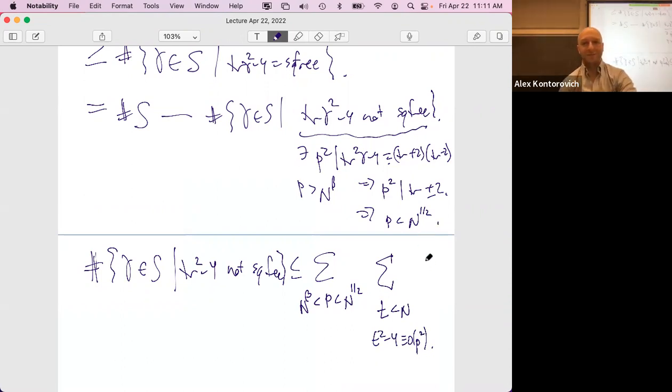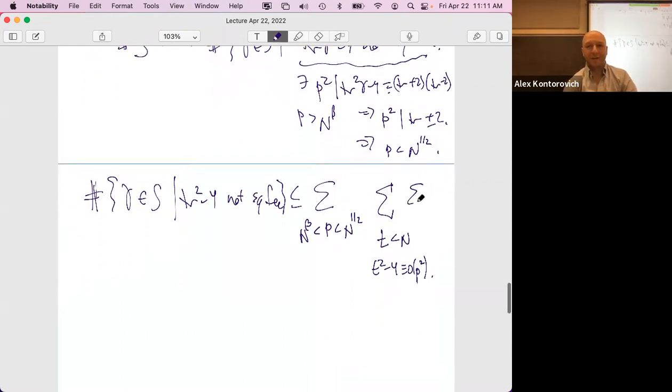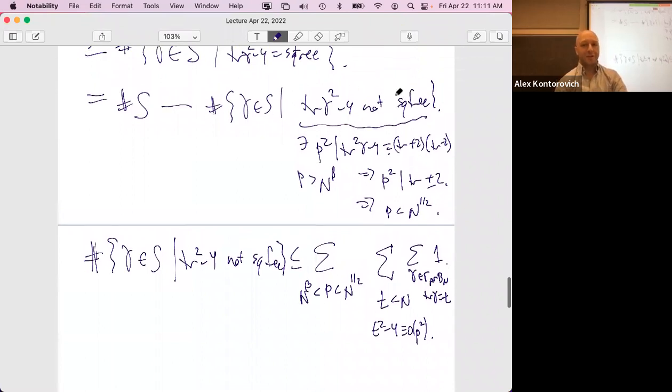And then let's sum over the matrices gamma in a ball of size n, so that the trace of gamma is equal to t. Is there an error in a sense? Well, I'm upper bounding this contribution. So anything that contributes to this has a prime in this range with that prime dividing t squared minus 4. So I'm just interchanging the order of summations.